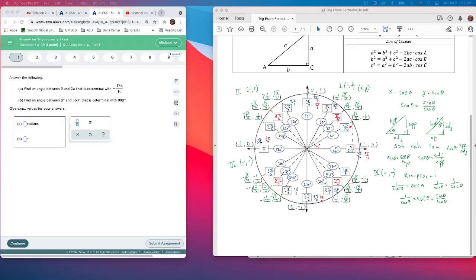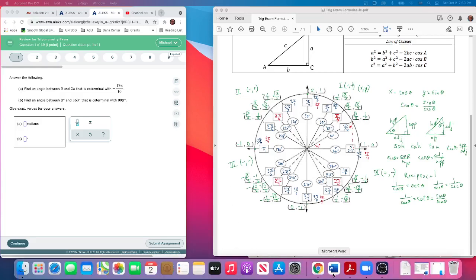Here we have our first video, our first question. We're being asked to find an angle between 0 and 2 pi that's coterminal with the radian measure, and then coterminal with a degree measure. Let's do the degree one first, and this is where having the unit circle is going to be helpful.